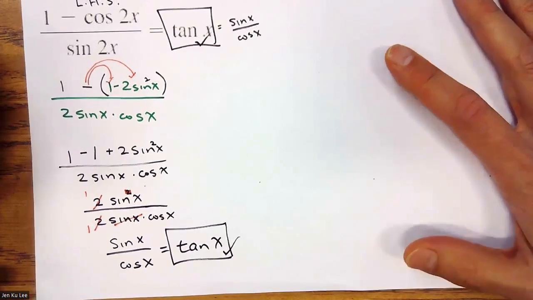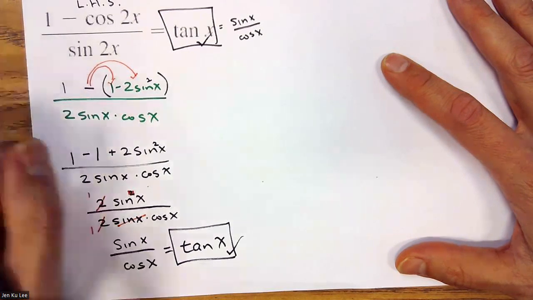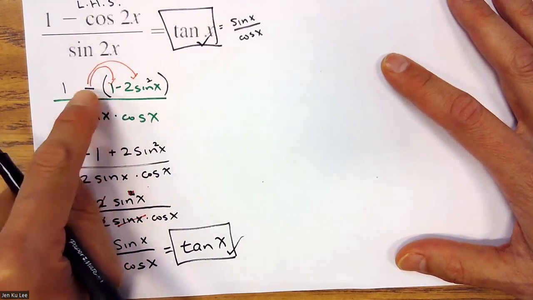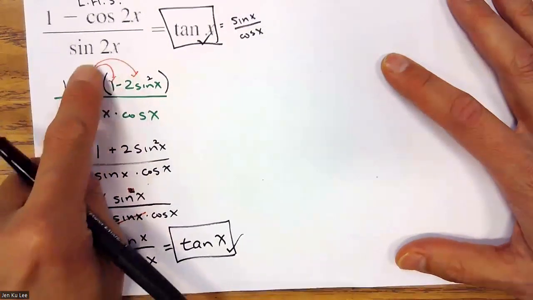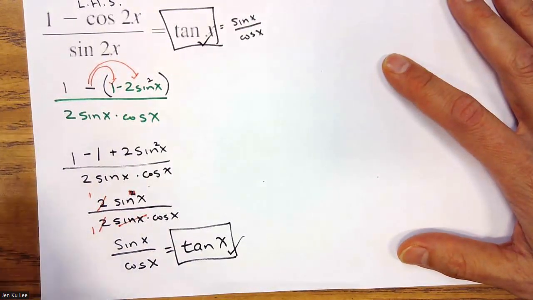Yes? Oh, the negative 1, yeah, that right there. When you distributed the negative. No, but this one's positive. Yes, yes, yes. Okay.